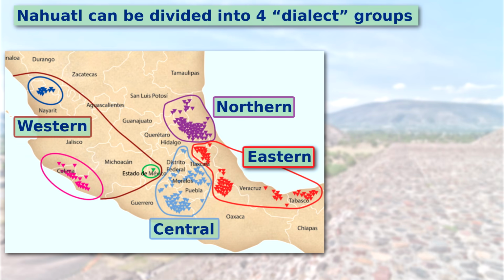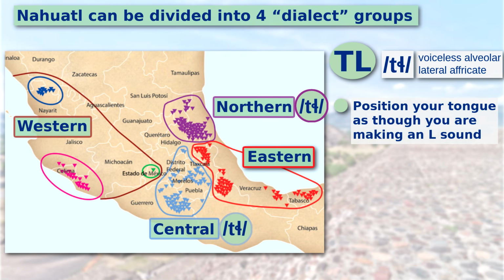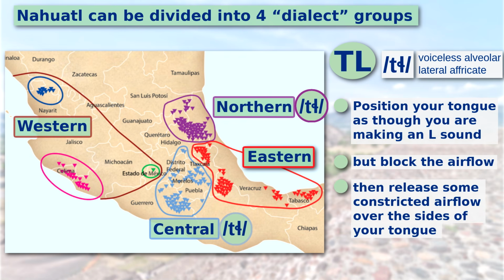One feature that distinguishes these dialects is the pronunciation of the phoneme represented in writing by TL. In Central and Northern Náhuatl, it retains its classical sound, so the name of the language is pronounced Náhuatl. This is a consonant not found in English or Spanish, or most other languages, a voiceless alveolar lateral affricate. You make this sound by positioning your tongue as though you are making an L sound, but you block the airflow, then release some constricted airflow over the sides of your tongue.